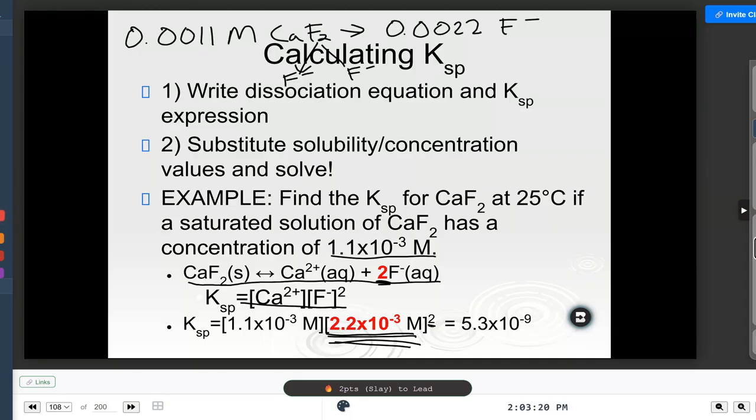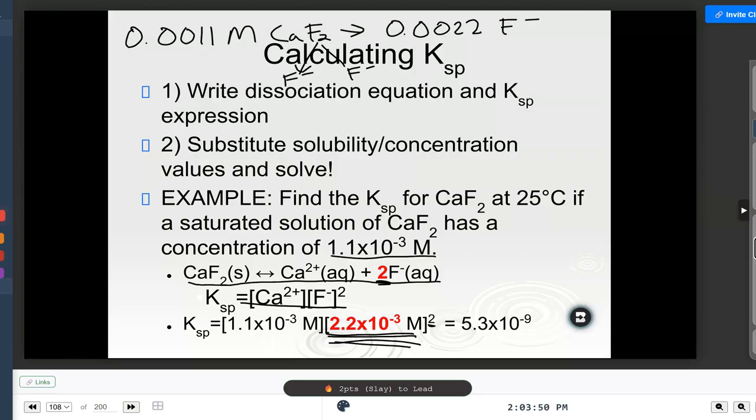My KSP, notice, doesn't have a value there. It says 5.3 times 10 to the negative ninth. Is this a number bigger than 1 or less than 1? 5.3 times 10 to the negative ninth. Less than 1. Bigger than 0, but less than 1, right? And so remember, we said that if the K value was bigger than 1, that it was what favored? Product favored. And if it was less than 1, it was reactant favored, right?